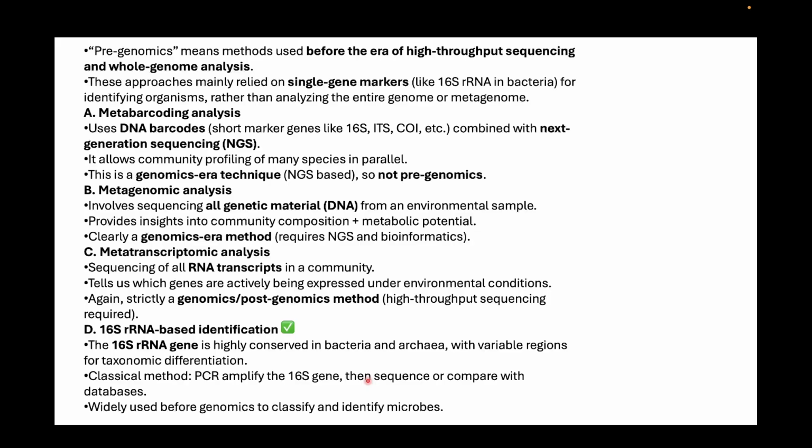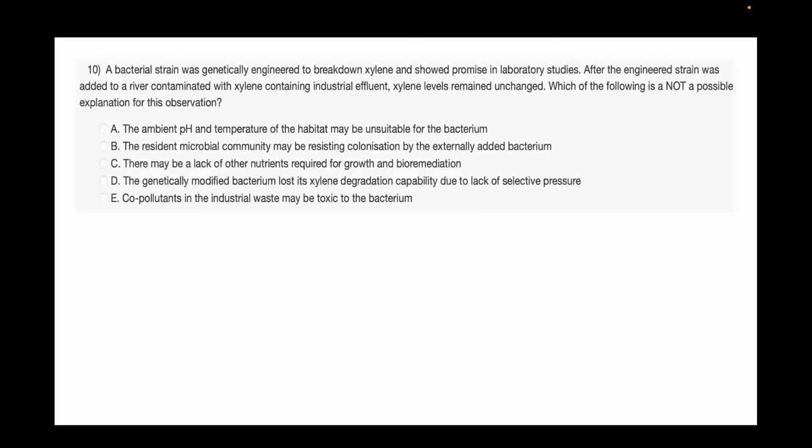If yes, then we can move ahead to the last question, the final question of this session. Question number 10. It's a long question. A bacterial strain was genetically engineered to break down xylene and showed promise in laboratory studies. After the engineered strain was added to a river contaminated with xylene containing industrial effluent, xylene levels remained unchanged. Which of the following is not a possible explanation for this observation?